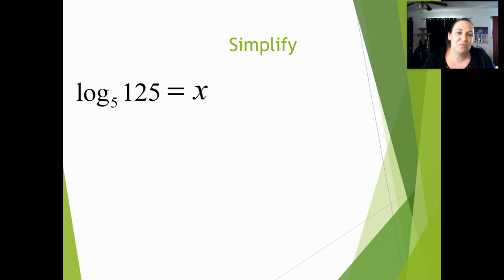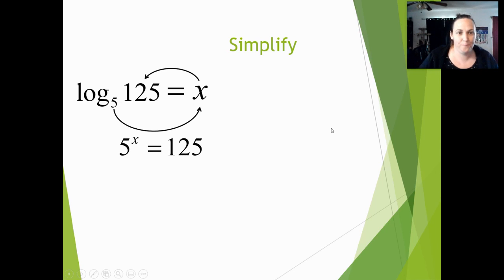So in this problem, I have log base 5 of 125 equals x, and then as we always do in algebra class, we're going to solve for x. So we got to figure out what x equals. So one way that you can do this problem is you can do the wheel to make it in exponential form, and then you can do what we learned earlier this week. So when we're doing the wheel, it is 5 to the power of x equals 125.